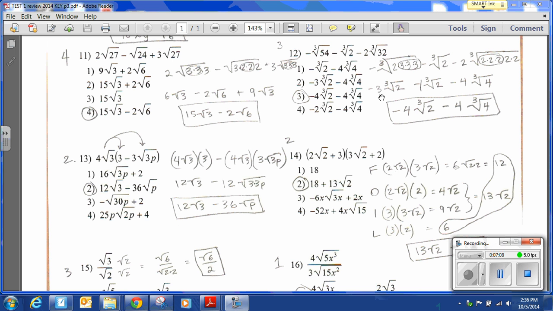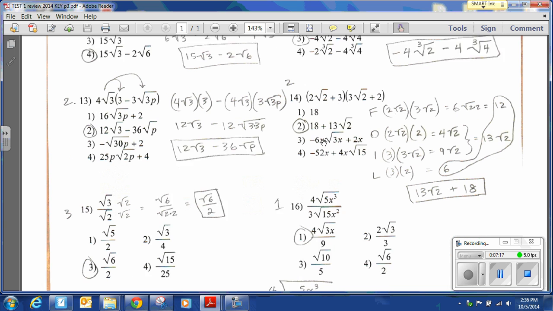Combining like radicals, these two combine. We have negative 3 and negative 1 cube roots of 2, resulting in negative 4 cube roots of 2 minus 4 cube roots of 4.